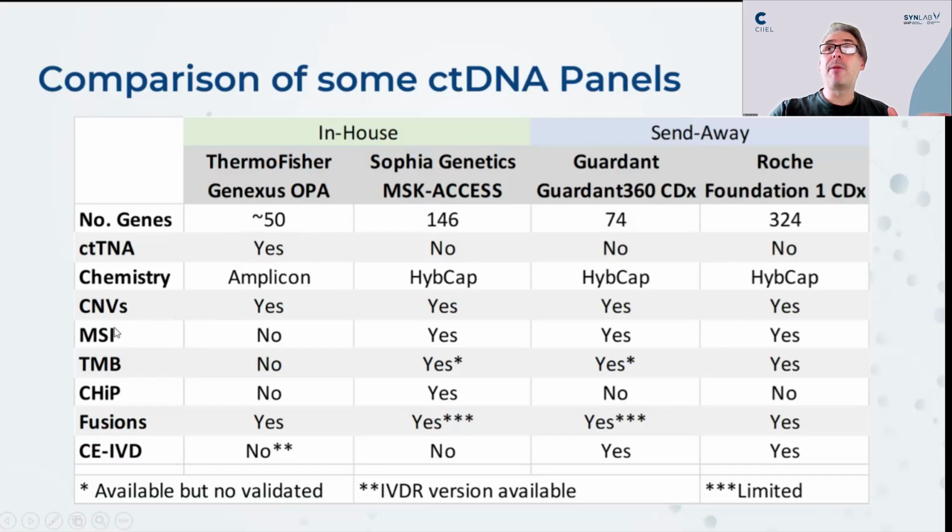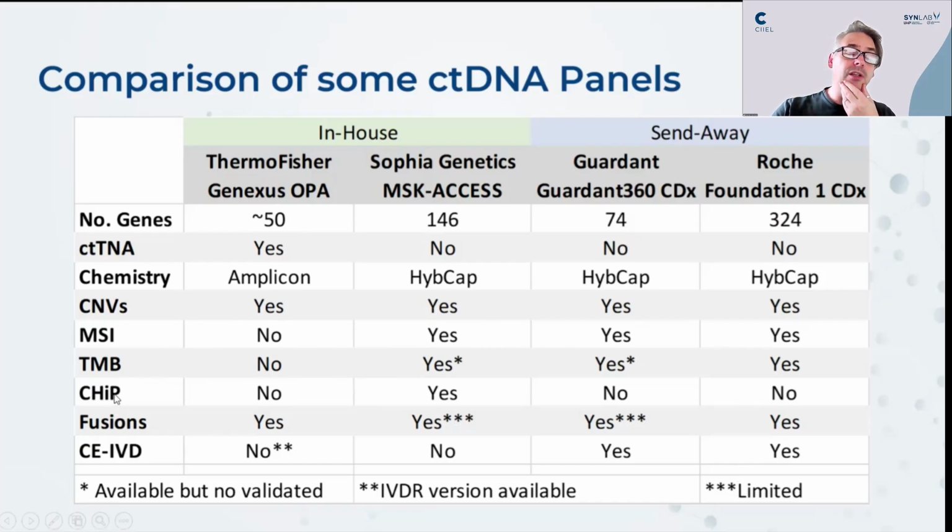MSI, microsatellite instability, is particularly useful for those tumors which might be eligible for checkpoint inhibitors and standard care, and also, of course, a Lynch syndrome marker. They can all do this apart from the Thermo Fisher. They just haven't painted across that. They haven't got the design for it. Again, mutation burden, TMB: the Thermo Fisher OPA can't, just too small, but the other three can. In the Sophia Genetics one and the Guardant one, it's available, but it's not validated. It's there for information purposes only, whereas the Foundation one really does have that.